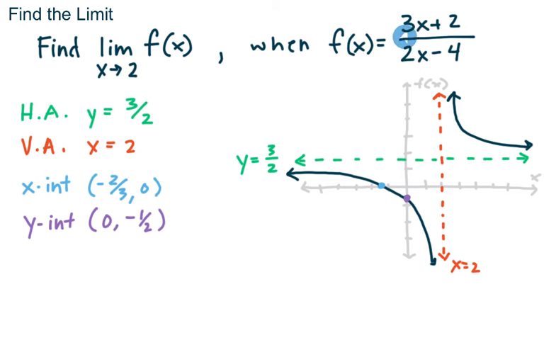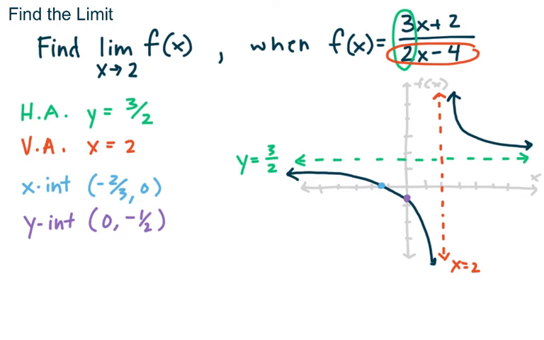Now the horizontal asymptote comes from the ratio of those leading coefficients, since both the numerator and the denominator are the same degree. They're both linear polynomials. We've got that ratio, y equals 3/2. The vertical asymptote comes from setting that denominator equal to 0 and finding the undefined value. And that's going to give us x equals 2.